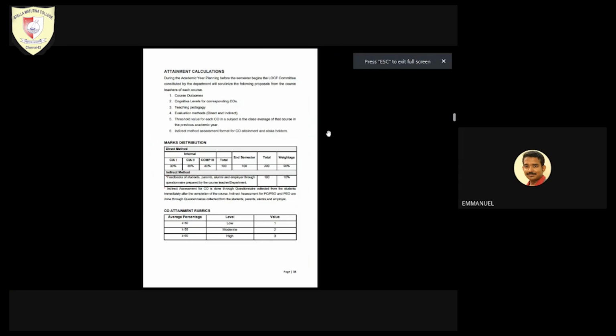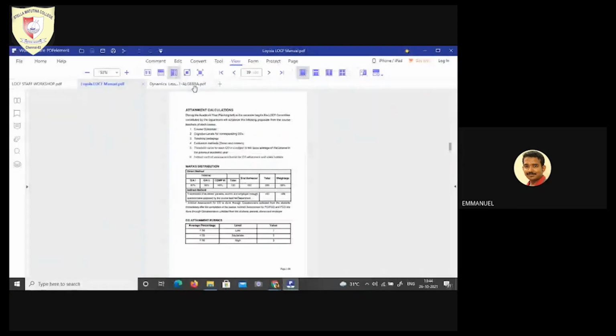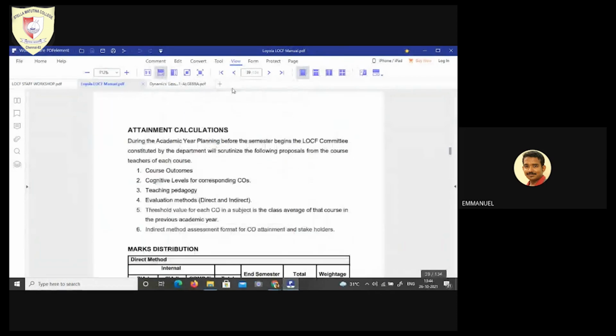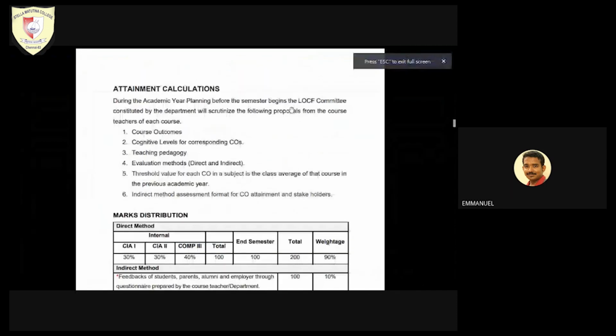Professors, is it visible? Is the font visible to you? Is this okay, or should I maximize or zoom? Zoom, sir. Zoom. Okay, this is okay, ma'am. Yes, sir. Okay.